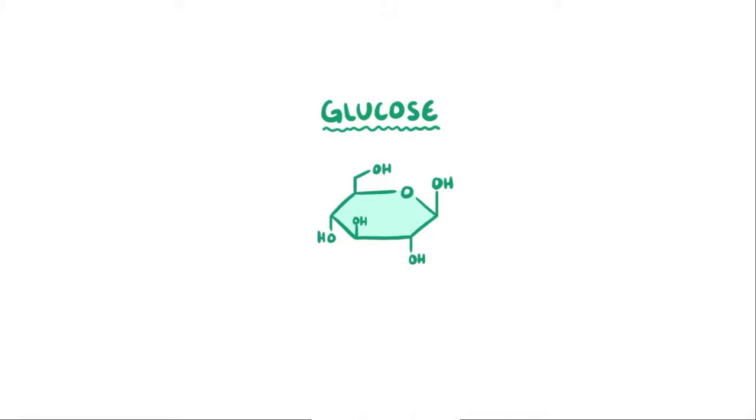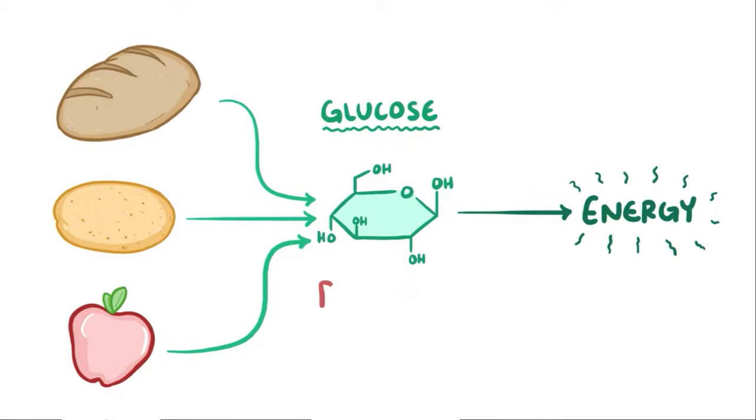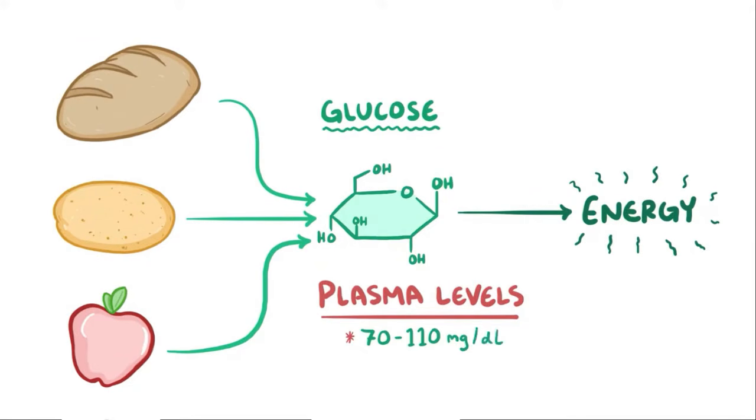Glucose is found in almost every food we eat, like bread, potatoes, or fruit. Once it's absorbed by the body, it's converted into a source of energy. The body needs the plasma glucose levels to remain within a pretty narrow range, between 70 and 110 milligrams per deciliter when you've had nothing to eat, and less than 140 milligrams per deciliter after a meal.